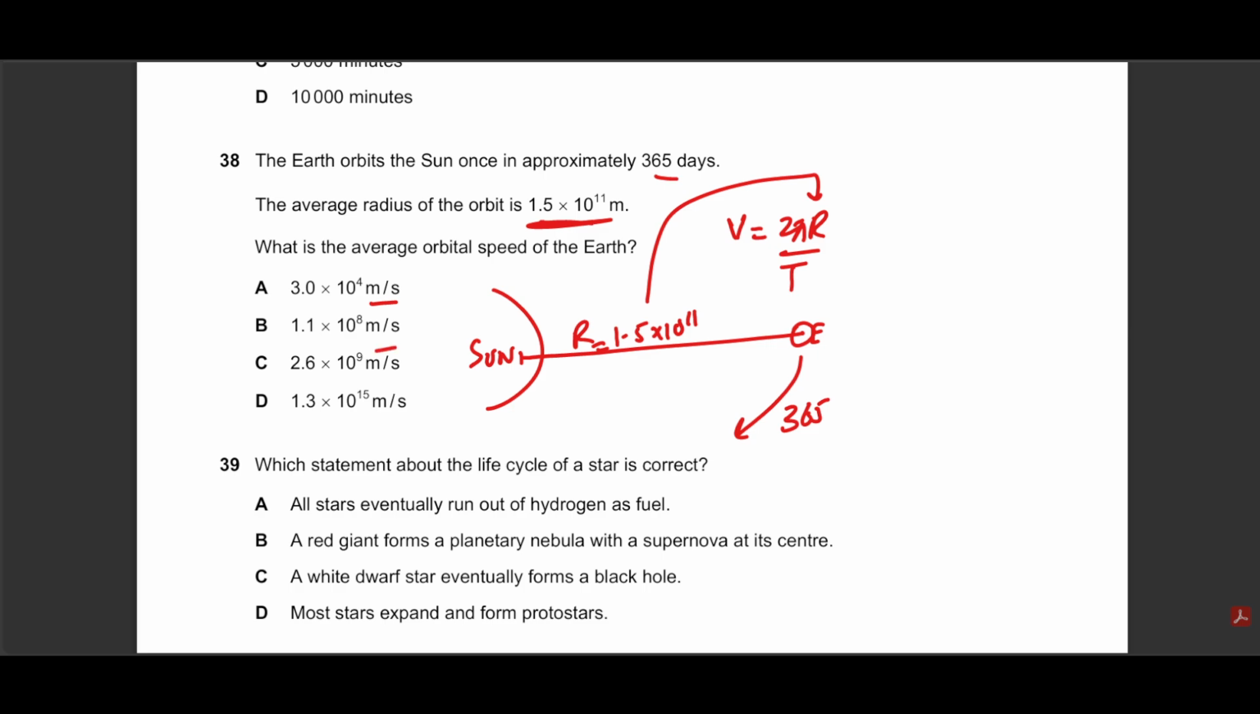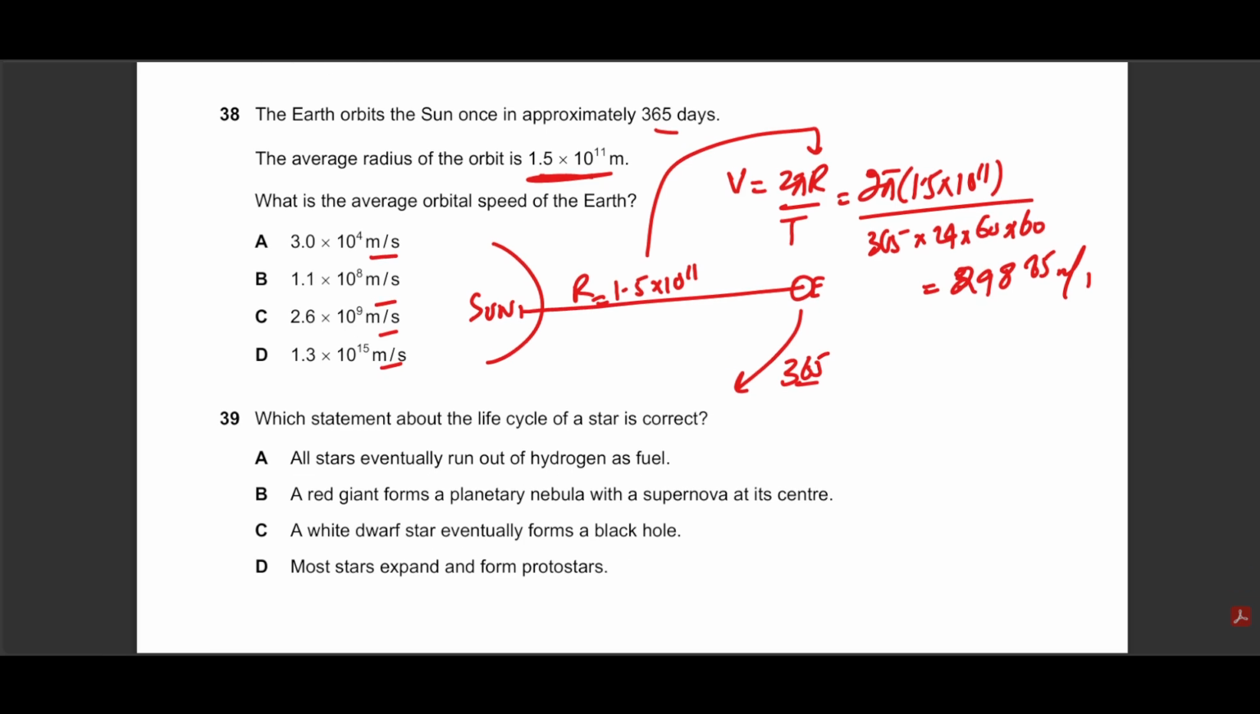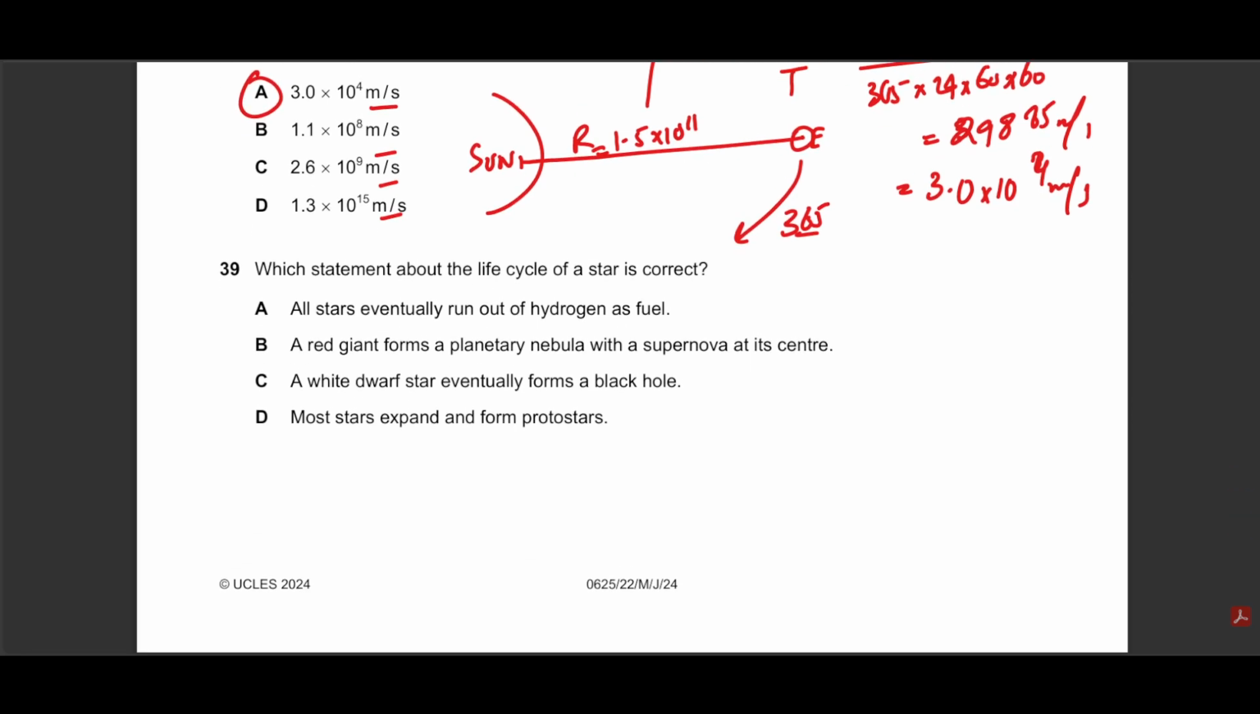Now, since this is all meters per second, I need to convert these 365 days into seconds. So this will be 2 pi into 1.5 into 10 raised to the power 11 divided by 365 multiplied by 24 multiplied by 60 multiplied by 60. Once you do that, the answer comes out as 29885 meters per second, which becomes 3.0 into 10 raised to the power 4 meters per second, which is option A.